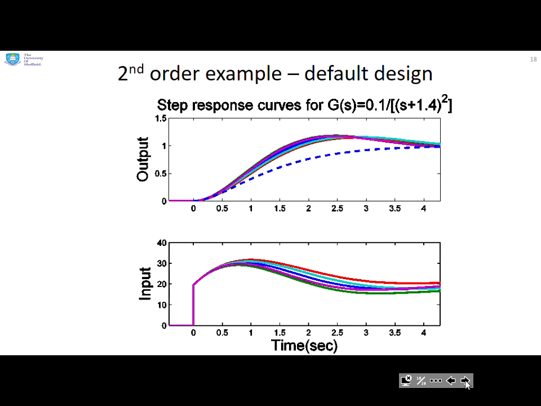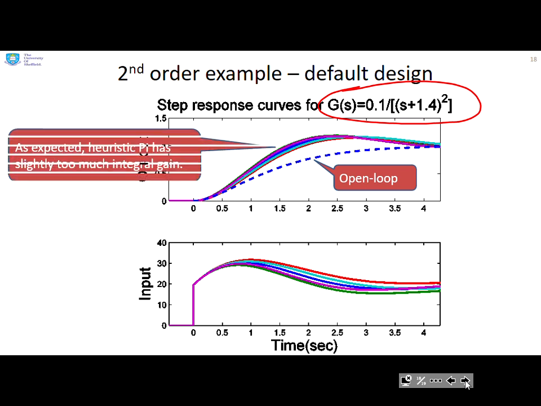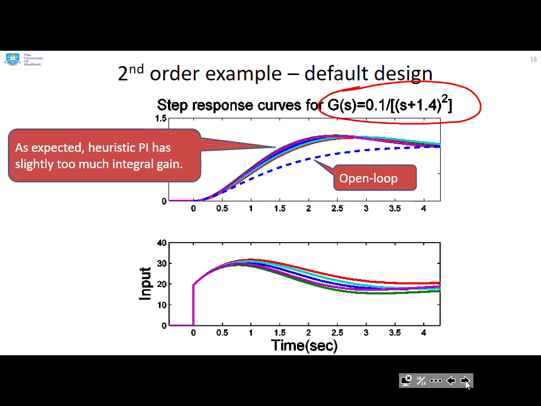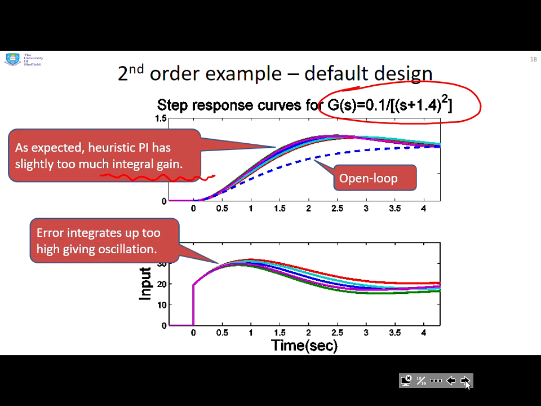So here's an example. You can see I've taken a critically damped second order system. There it is. And what do you notice? The open loop response, nice and simple. The closed loop response has got some oscillation and overshoot, because with a simple heuristic PI, the integral gain is now a little bit too big. And you can see essentially the error integrates up too far, so the input ends up too high. You can see that here, and then you get a little bit of oscillation.